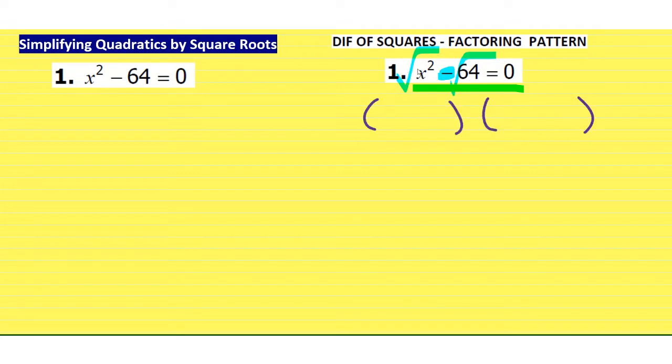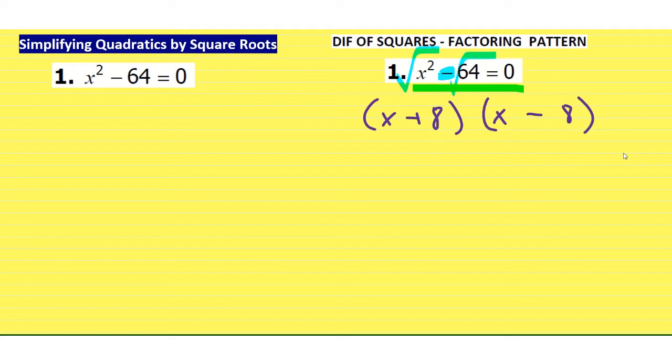We can recognize that the square root of x squared is the x, which goes in the front. And then the square root of 64 is 8, and that goes in the back here and here. And then we just simply put a plus sign and a minus sign. Those are the factors for a difference of squares using the factoring pattern.